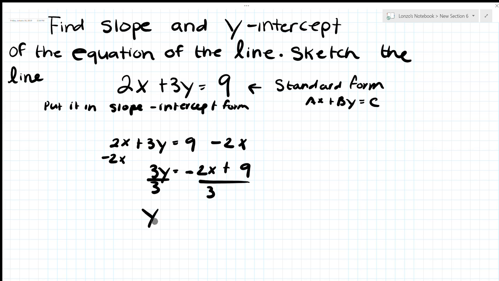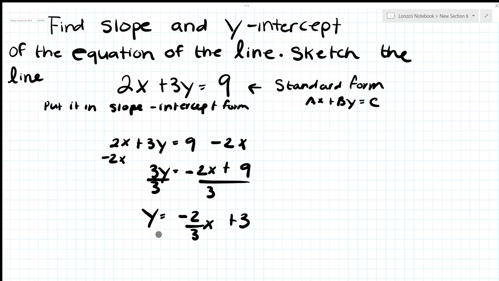So you're going to get y equals -2/3 x. And this 3 means you have to divide everything on both sides, so this side and this side as well. So 9 divided by 3 is positive 3. Now we can graph this in slope-intercept form, right?